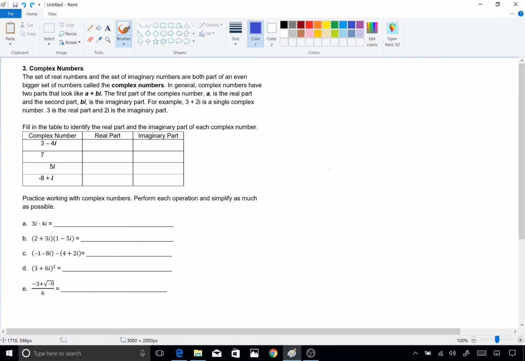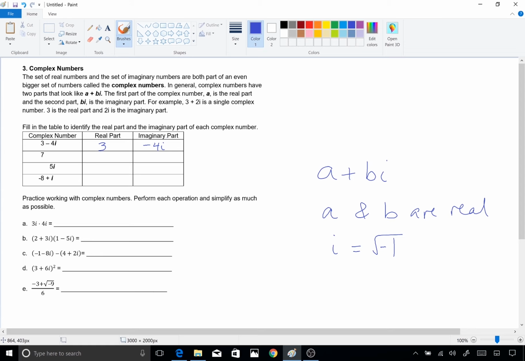Any complex number can be written a plus bi, where a and b are real and i is the square root of negative 1. We call a the real part and bi the imaginary part. In this table here, the real part of 3 minus 4i is 3. The imaginary part is negative 4i.